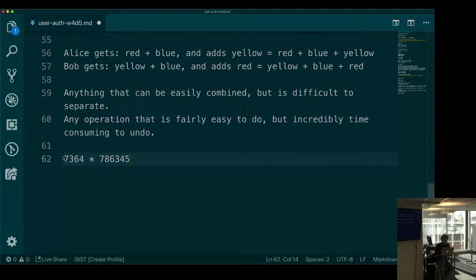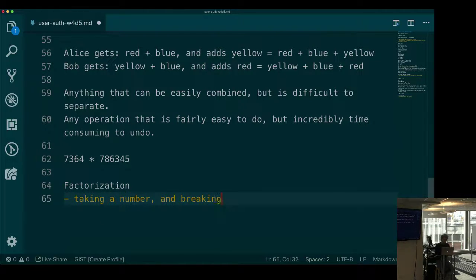Now, multiplication is not too hard, but factorization is actually really difficult. Factorization means taking a number and breaking it into two numbers. For us, it's going to be two numbers that multiply to make that first number.